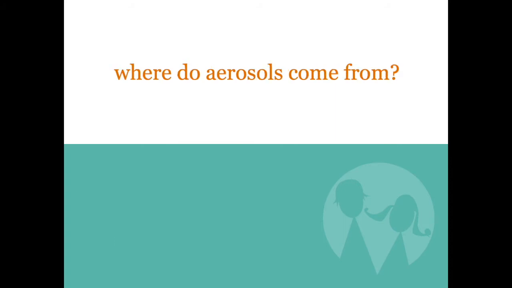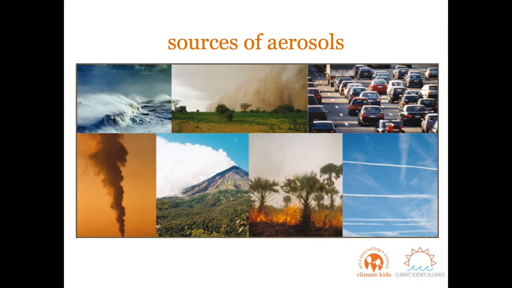So we know that there are small particles suspended in the air called aerosols, but where did these aerosols come from? How did they get into the atmosphere? Feel free to pause here and write your answers in your notebook. Aerosol particles come from a variety of sources. Some are naturally occurring, while others are caused by human activities.